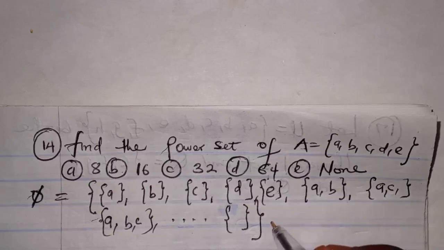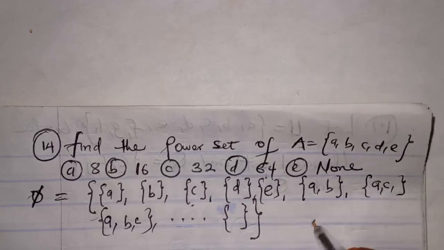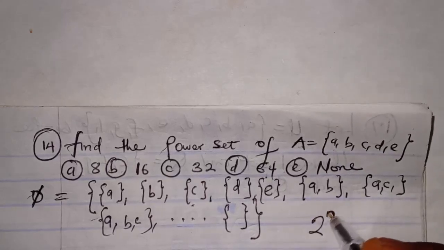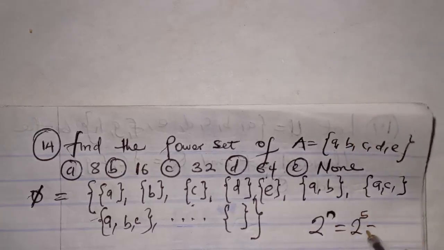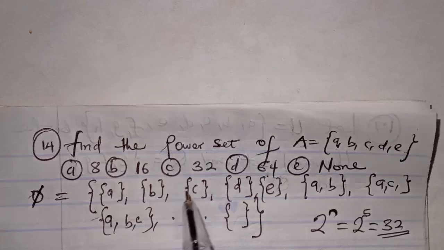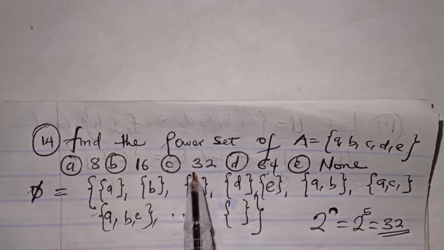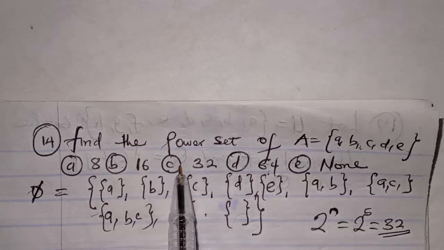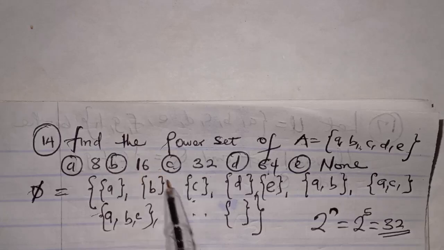But if I want to determine the number of possible subsets in this power set, I will now use the formula that says 2 raised to the power n. n is the cardinality of the set. By cardinality, I mean the number of elements in that set. 1, 2, 3, 4, 5. 2 to the power 5 gives me 32. So don't be quick to choose option C because that's the wrong option. If they had said, what is the number of possible subsets of this set? Of course, 32 would have been the correct answer. But the question asked for power set. So power set is a set and not a value.